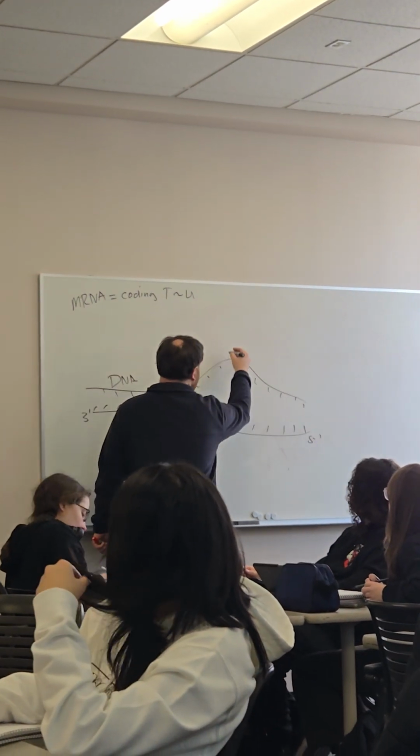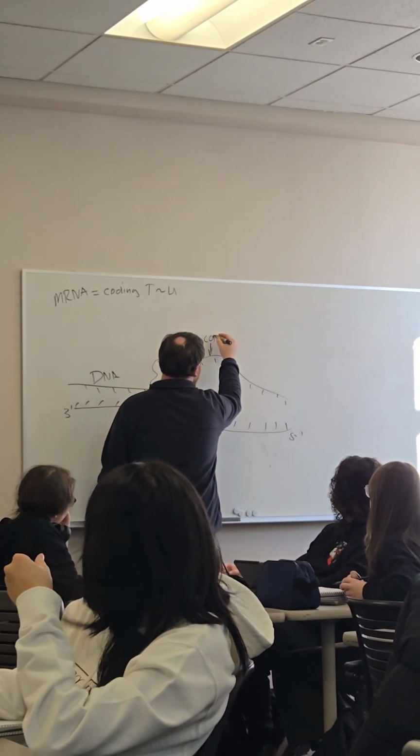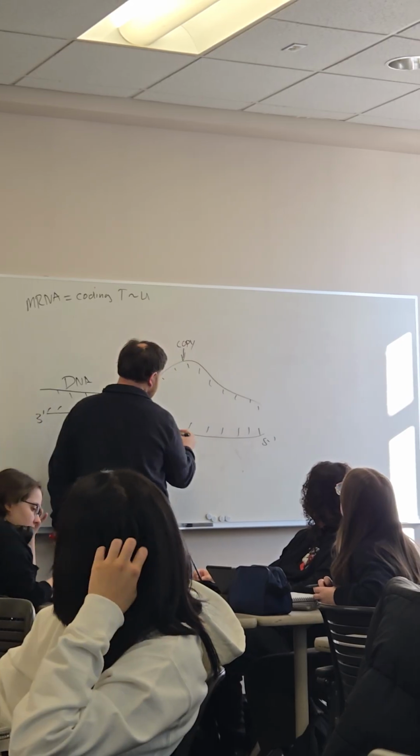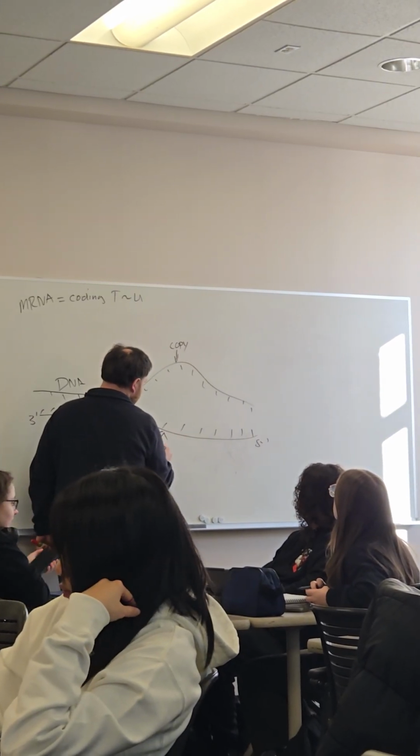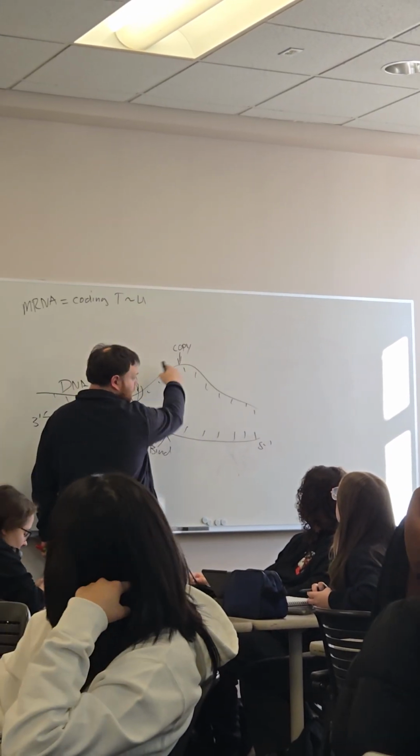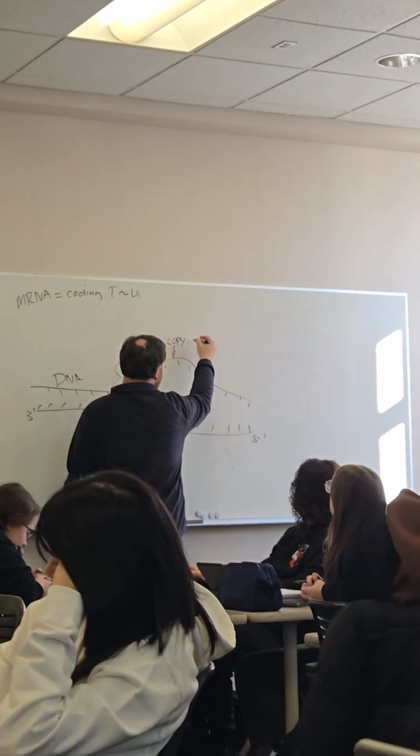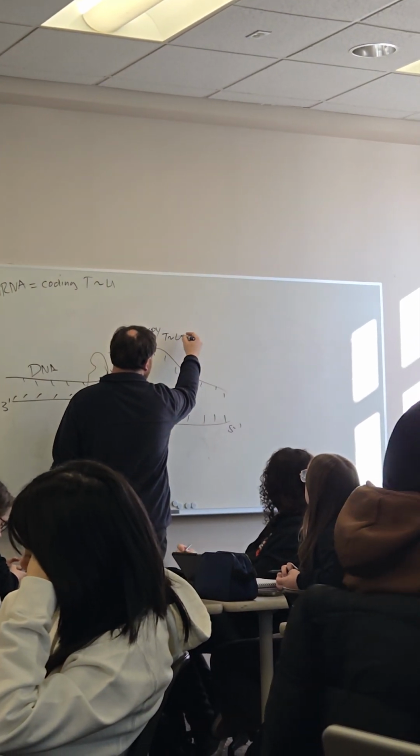Freehand. So we're going to copy that side. We're going to use this side. We're going to bind to this to copy that. Okay? The only difference is T's are now U's.